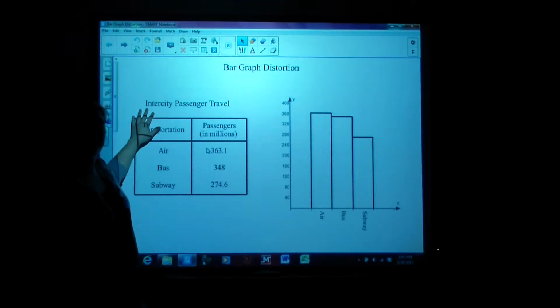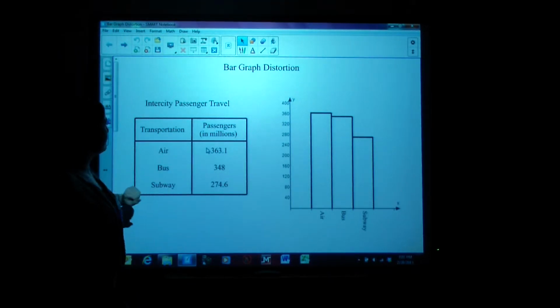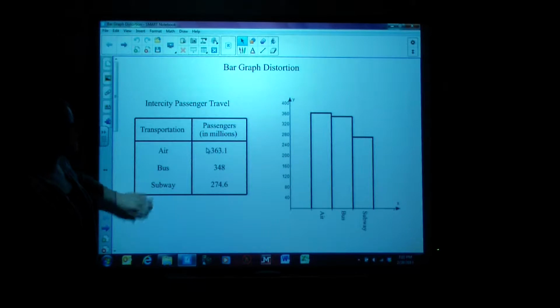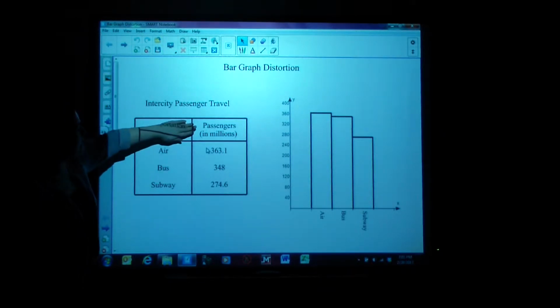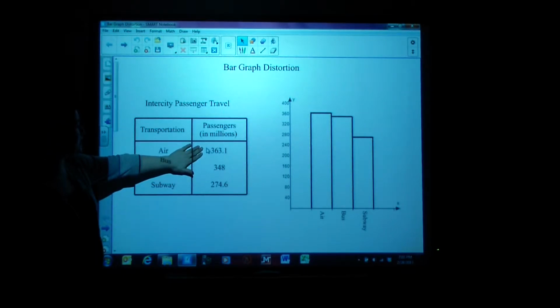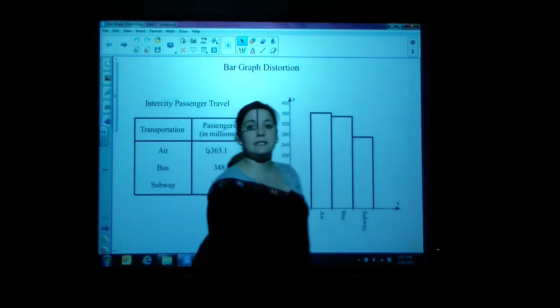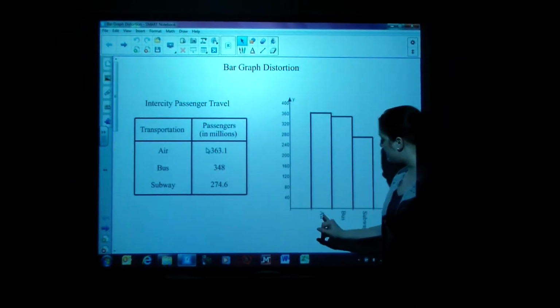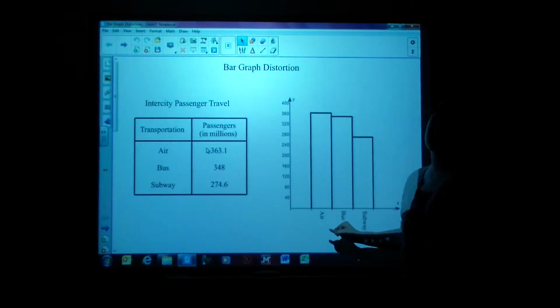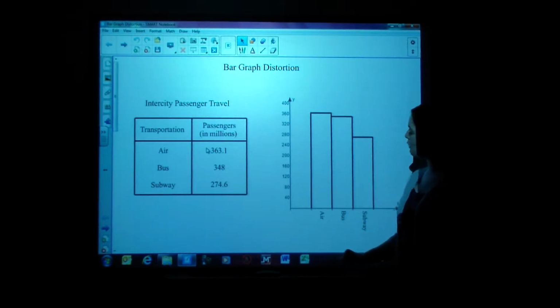This data is all about inner-city passenger travel, and we have the top three things here. This transportation is air, bus, and subway, and passengers in millions who use that. So notice air is the highest, then bus, then subway. If we look at this bar graph, we see it's just in descending order. It's actually a Pareto chart.